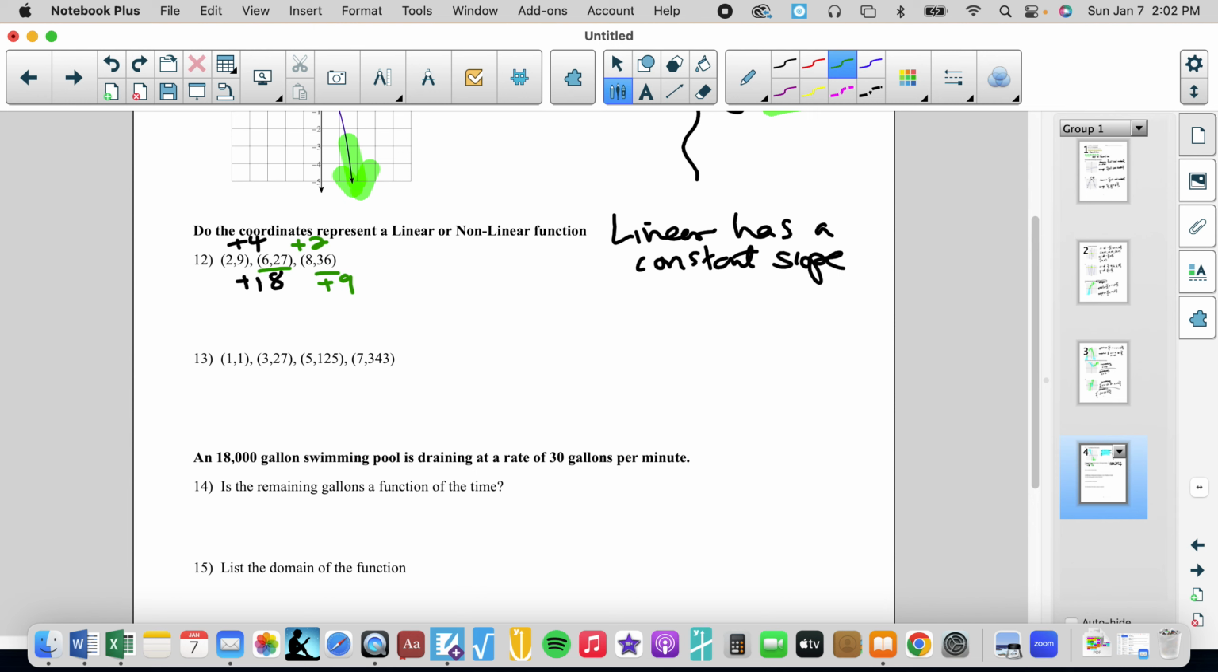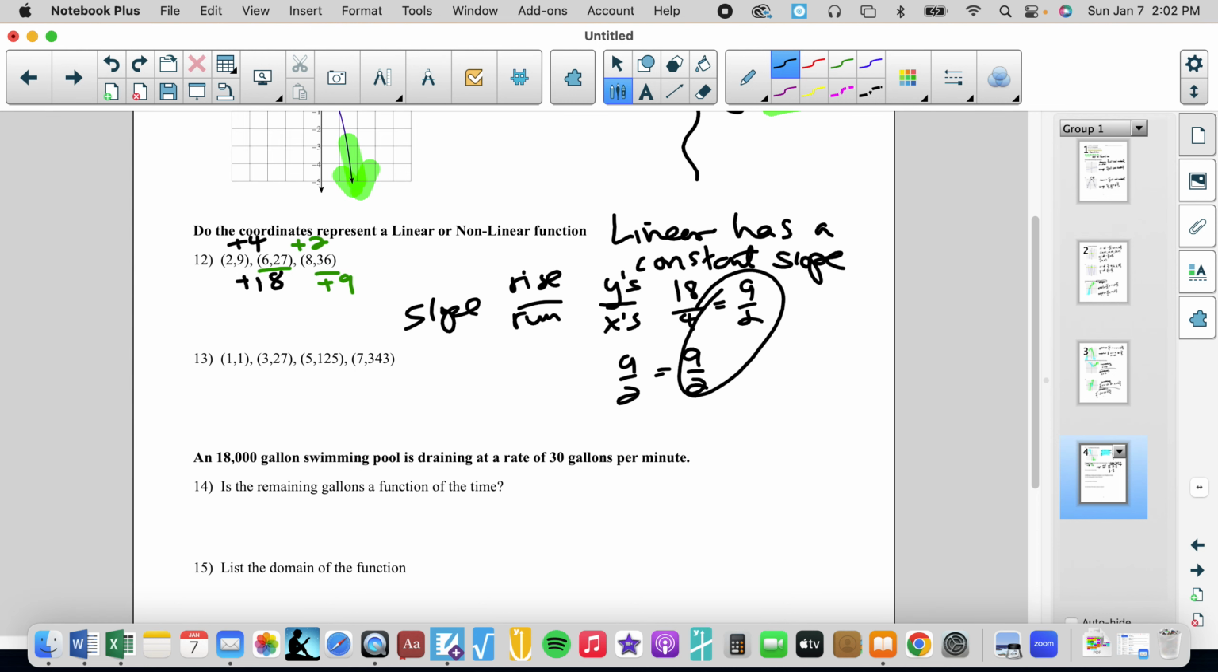Now that's not the gaps between them, it is the slope. Slope is rise over run. That's my y's over my x's, my difference of y's over my difference of x's. So I have my y's on the top and my x's on the bottom. So I have 18 over 4, which reduces to 9 over 2. And then I have 9 over 2, which simplifies to 9 over 2. So they have the same slope. Since they have the same slope, this is going to be a linear function.